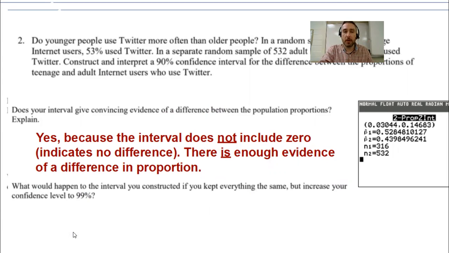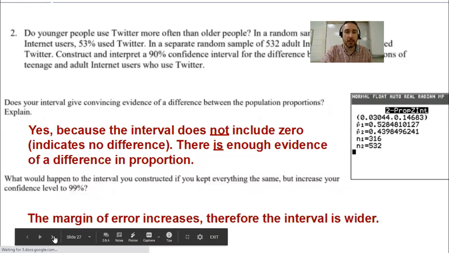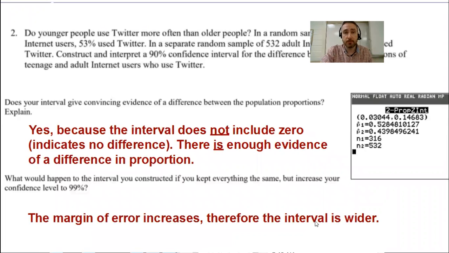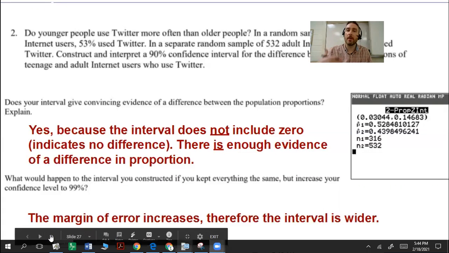What would happen if you increase the confidence level? Well, that increases the Z-star. That makes the margin of error wider. So when it's all said and done, it's going to be a wider interval. Margin of error increases. So that's question 2. Again, I encourage you to pause through each part, try them on your own first, and you can check them, okay? That's going to help you understand it better.